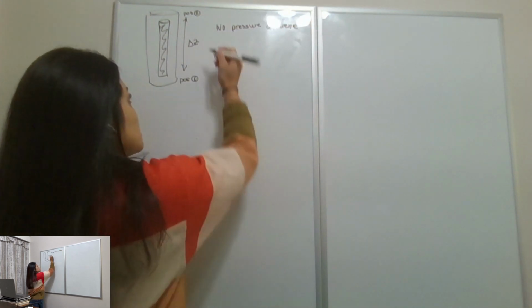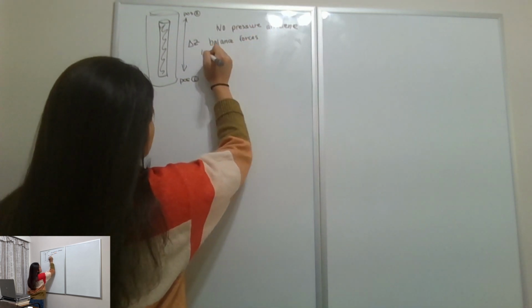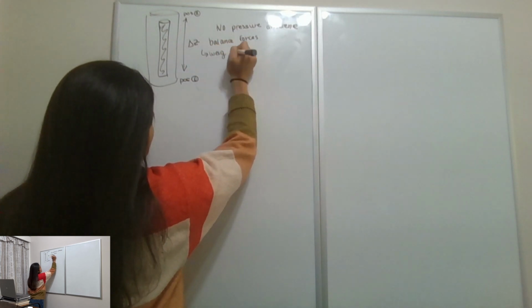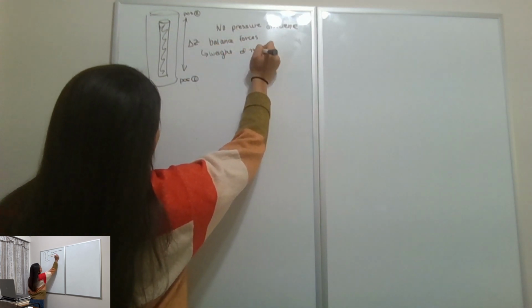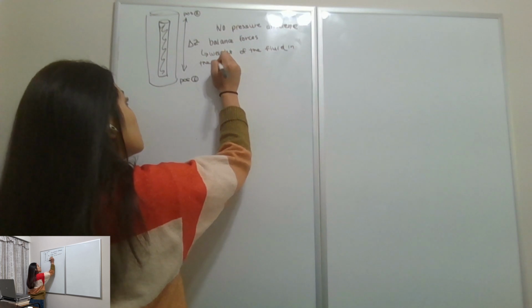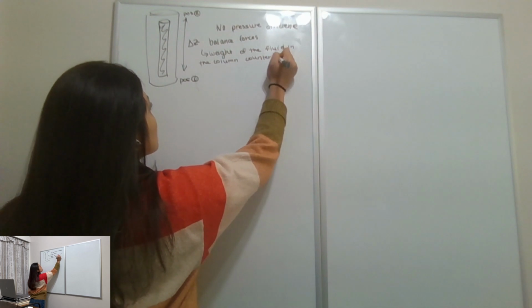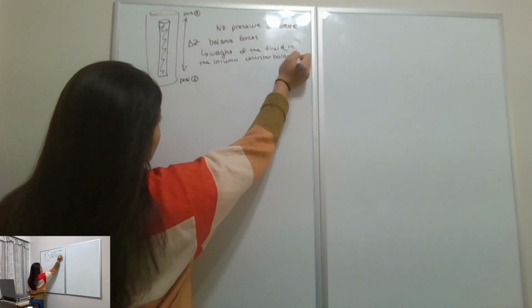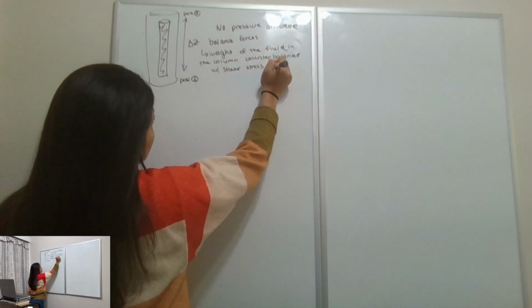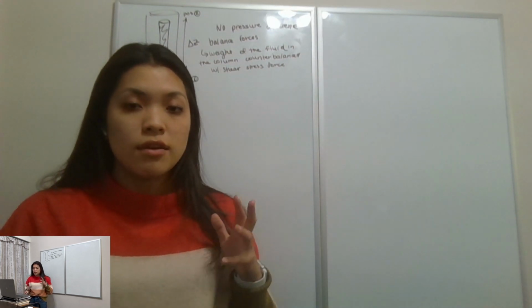And so there is going to be a balance of forces though. This is going to be because the weight of the fluid in the column will be counterbalanced with the shear stress force.